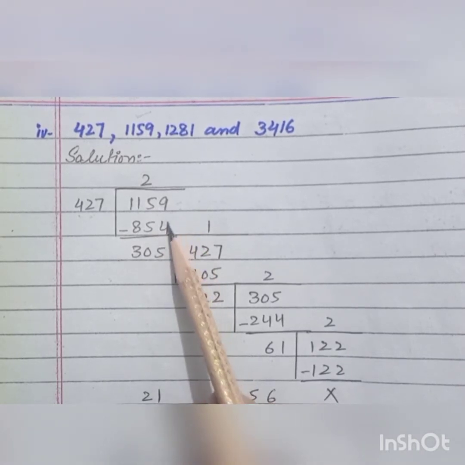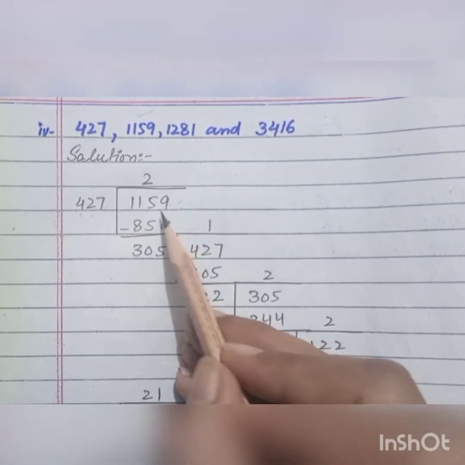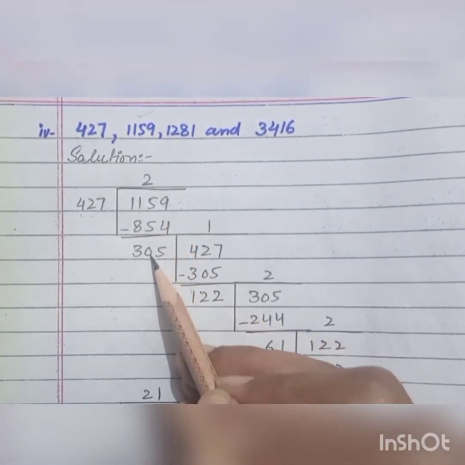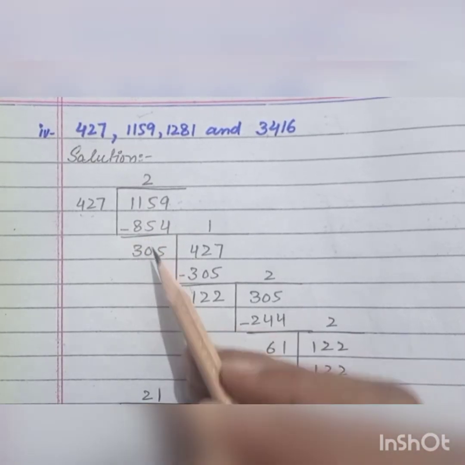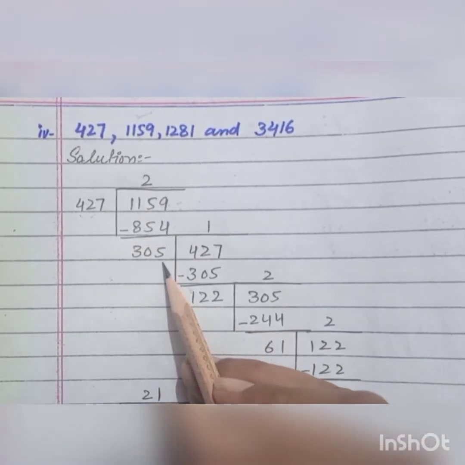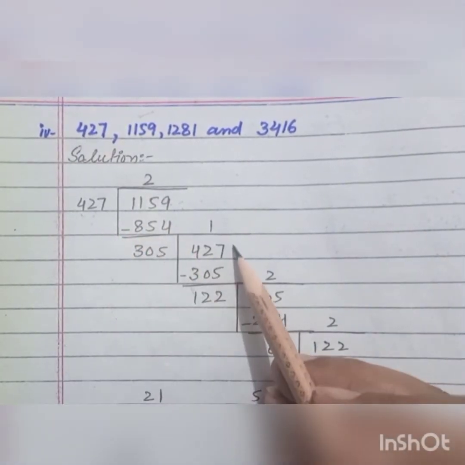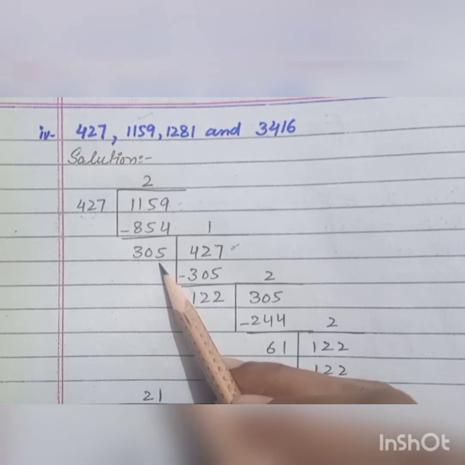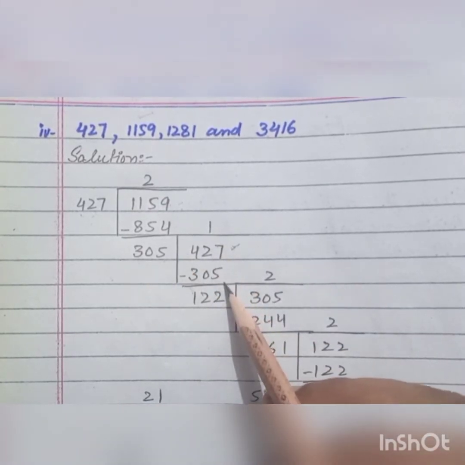So by solving it, you can see here by subtracting 4 from 9, the answer is 5. By subtracting 5 and 5, the answer is 0. And now by subtracting 8 from 11, the answer is equal to 3. So 305 is the answer of subtraction. Now 427 will act as a dividend and 305 as a divisor. Solve it. 305 multiplied by 1 is equal to 305.